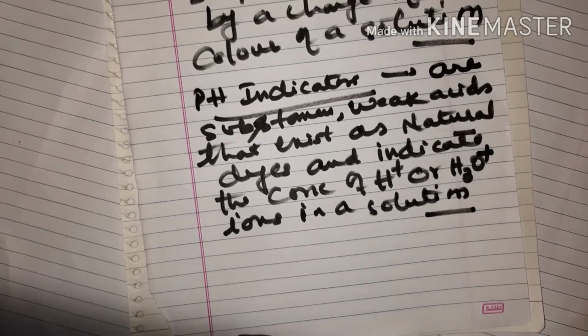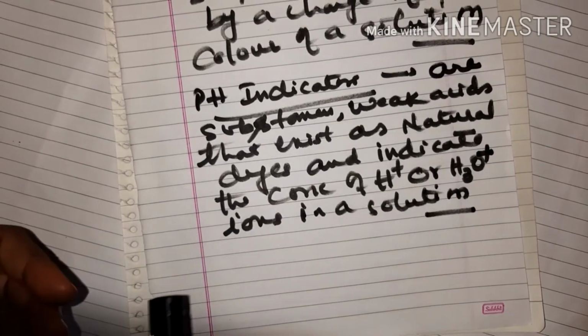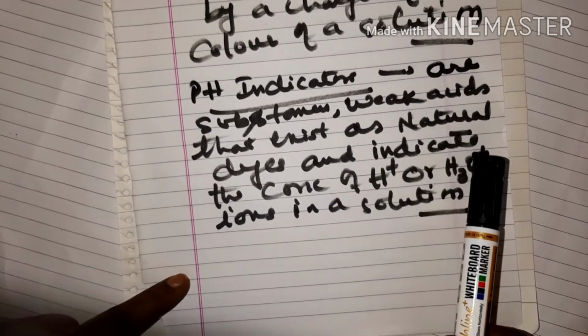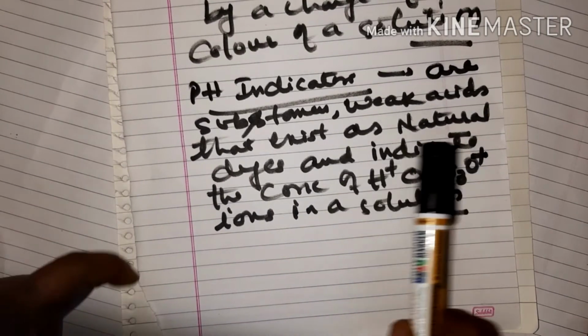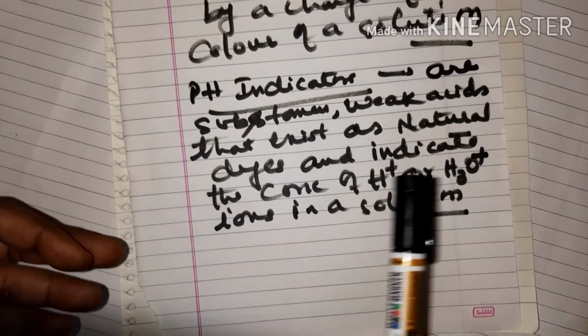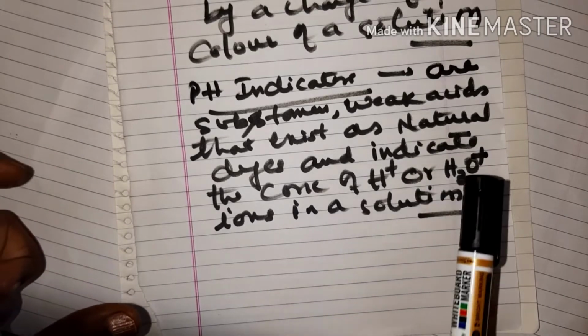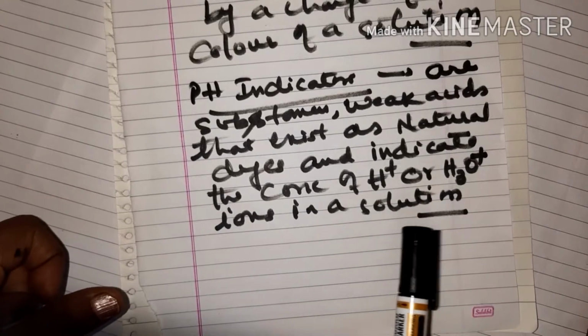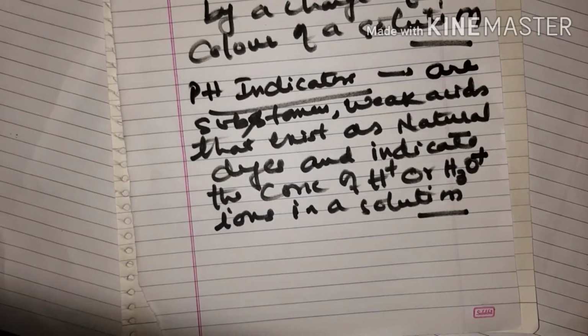Indicators are the substances which bring about change in a solution. But what are pH indicators? These are weak acids and exist as natural dyes and indicate the concentration of H plus or hydronium ions in a solution.